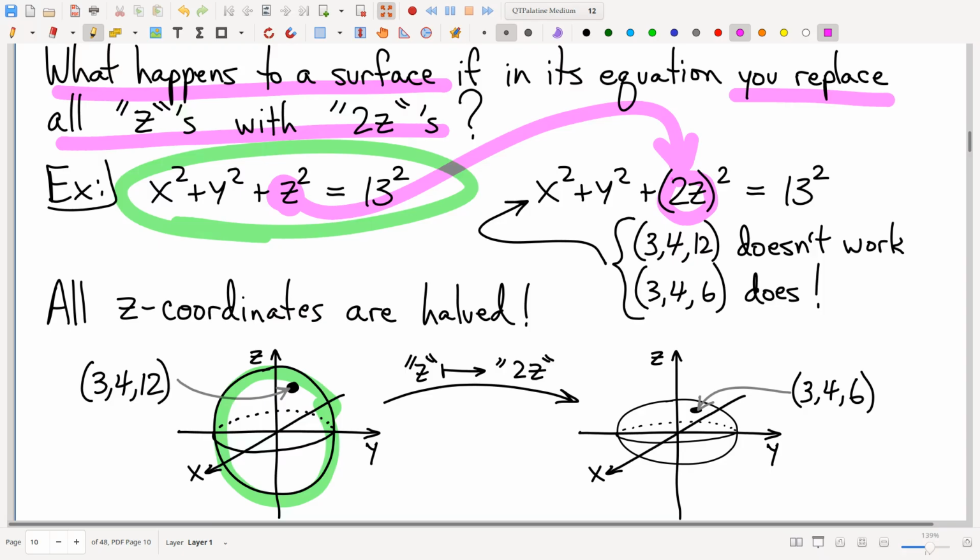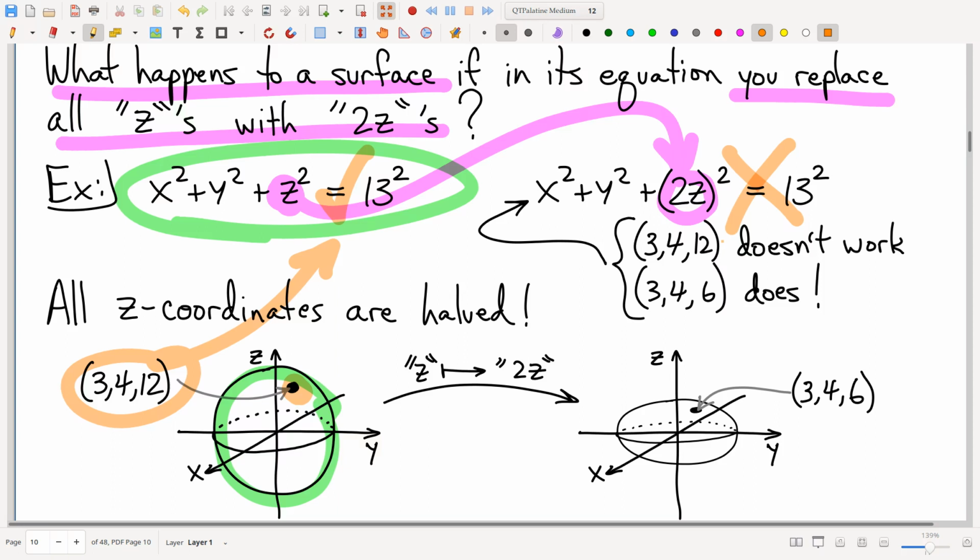Okay, so that's the question. We have a known surface with an equation. We tweak the equation in that specific way, and the question is what happens geometrically to the surface. And I'm just going to argue this by sort of example. You can confirm yourselves that this point, if you plug it into this equation, works, but it doesn't work over here. Of course, it changed the equation. So 3, 4, 12 doesn't work.